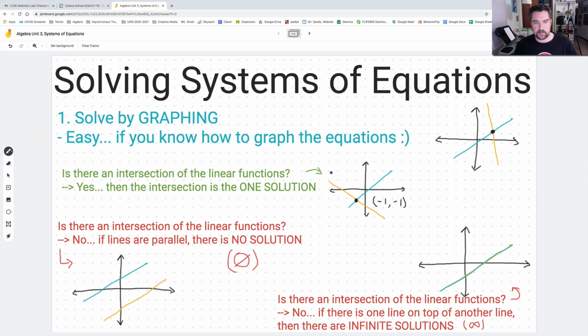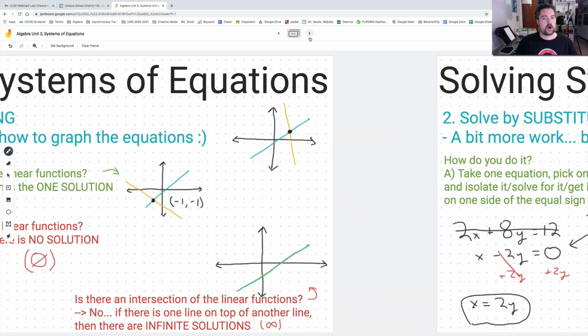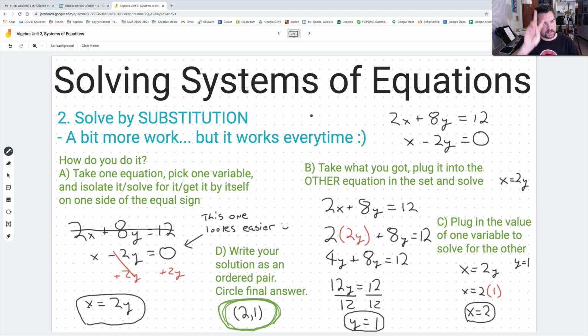So this is on the Jamboard. I just basically covered this right now. We've already gone over it, but it is here if you need more information. Also, we've talked about method number 2, substitution. This is when you solve one equation for one variable, and then you take what you got, you plug it into the other one, and then you solve that one.